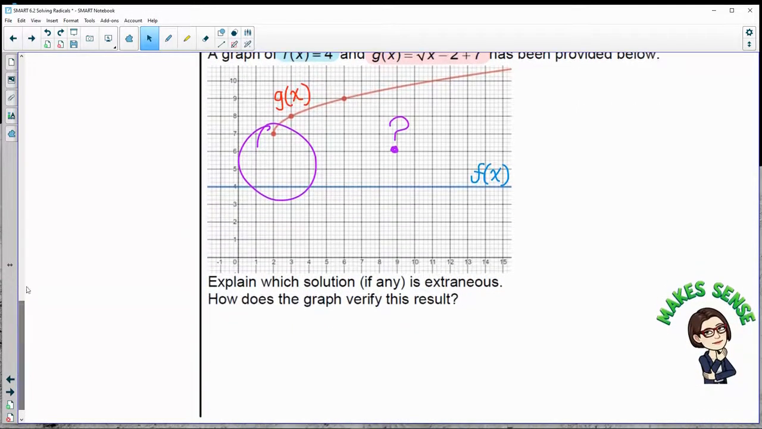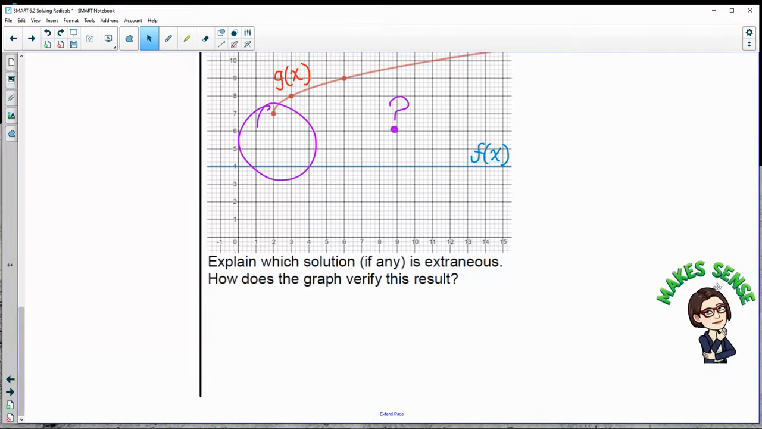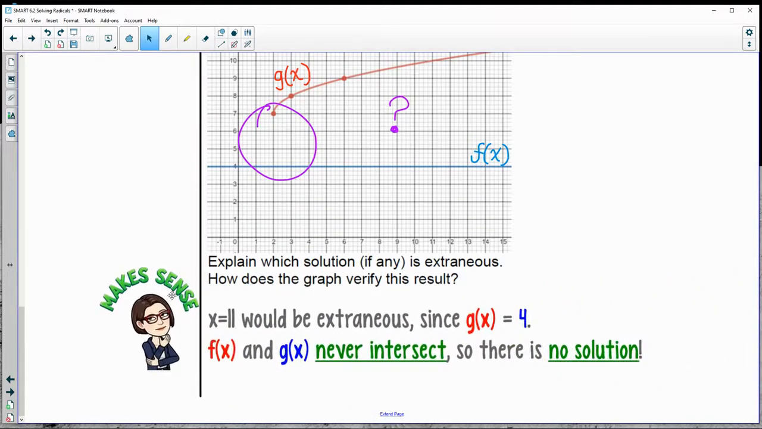So what does that mean about all of this work that we actually just did, that x equals 11? Well, that would mean it's extraneous because that function, our g of x, our square root, was never equal to 4. Those never intersected. So this one just happens to be a no solution case. So we've seen it where we get 2 solutions, we get 1, and now we've seen it where there is none.